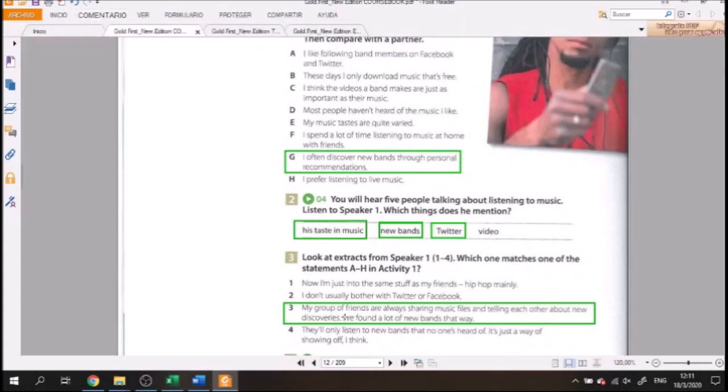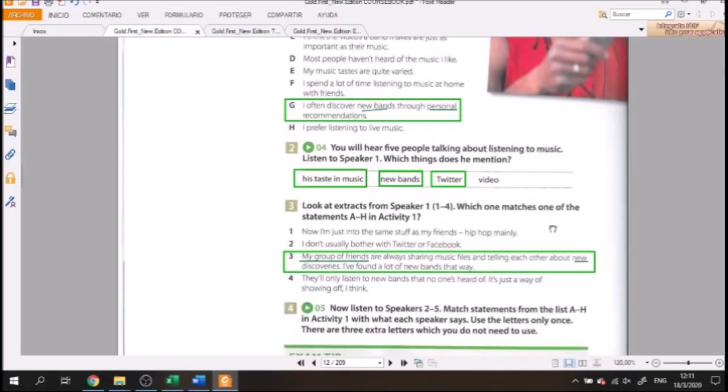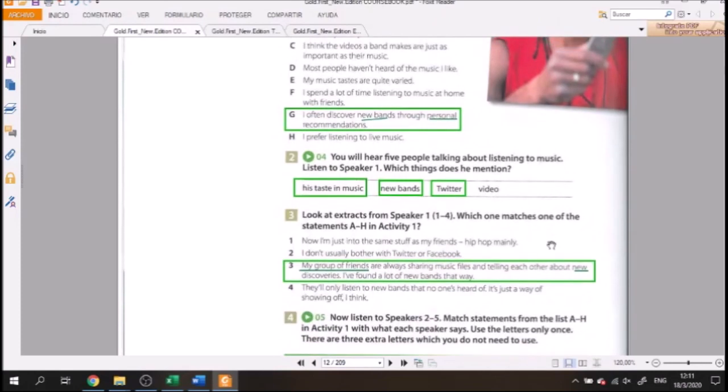So, my group of friends. How did the speaker refer to a group of friends here? Yes, personal recommendations. Okay. New discoveries. New bands. Very good. This is basically what you are supposed to be doing when you do the five speakers activity. Okay? Very good.